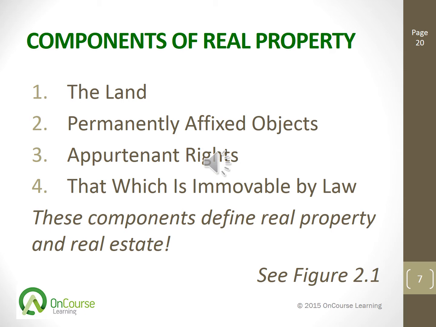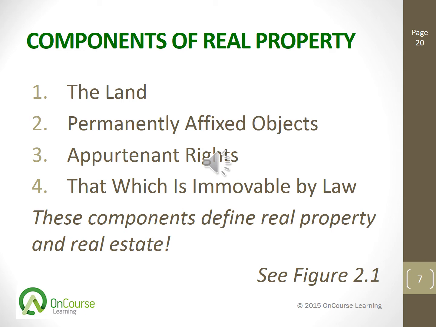Figure 2.1 shows the definition of real estate. It shows the land, it shows the house, it shows the trees and things that are on the land, which are fixed to the land, and then there's things that are appurtenant to the land, and those things that are immovable by law. Okay, let's take a look at this.